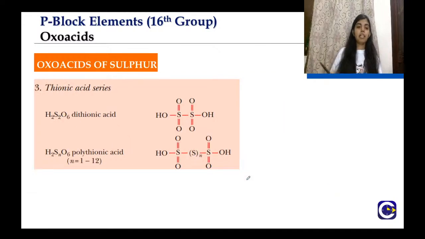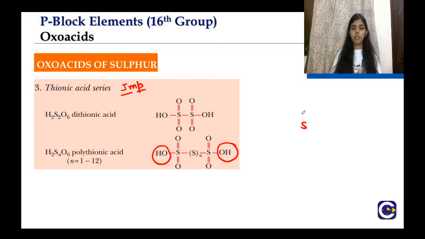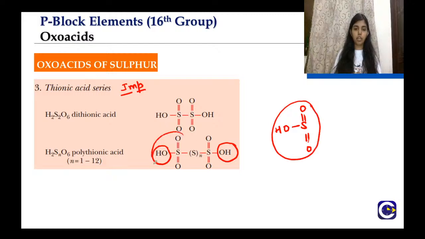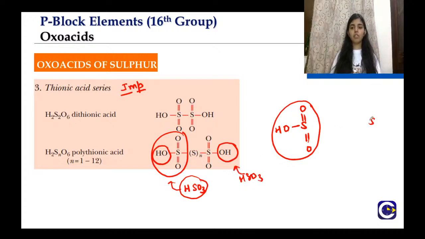Now thionic acid series. Now what is the thionic acid series? This is very important, right? If you consider, basically, there are 2 OH at the terminal position, right? That is this group, if you see, this is the terminal position, right? This particular group will be the terminal position, that is basically HSO3 will be the terminal position. Here also HSO3 will be the terminal position, and in between those terminal positions you can have a chain of sulfur.